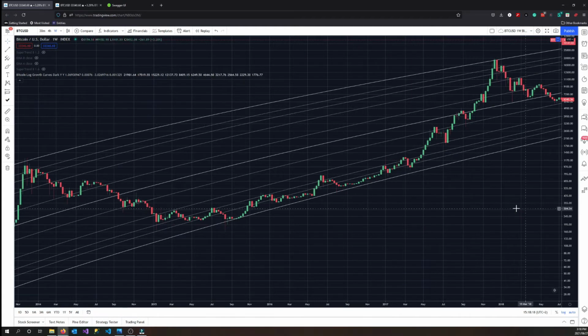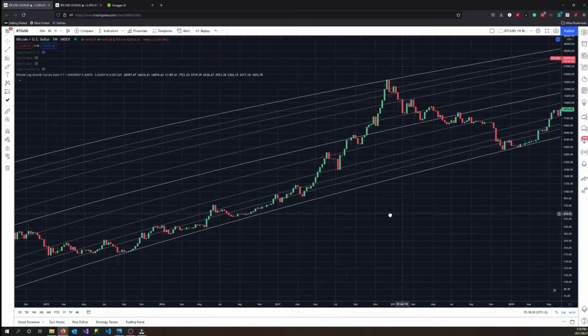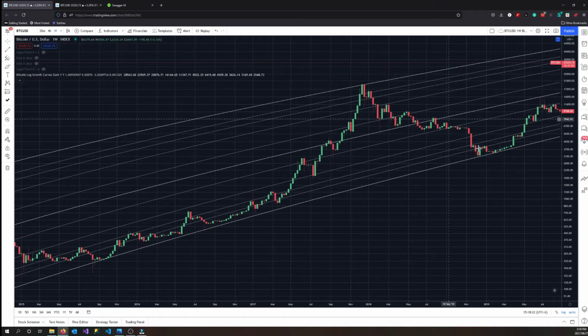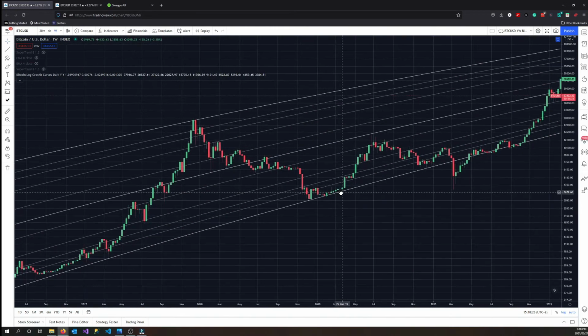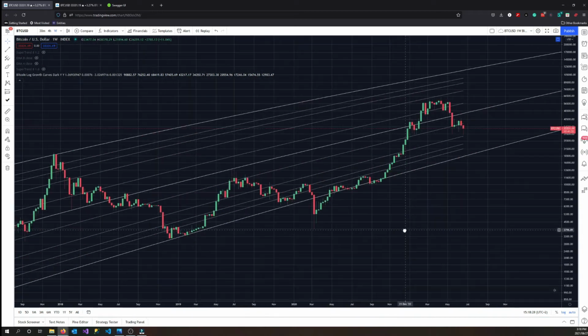This is the more recent price action from 2017, where it hits the top of the curve, comes all the way down, finds some support there, finds support here. You guys get the idea. It is really great at capturing the price action.